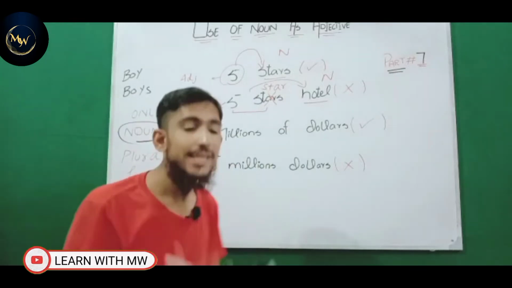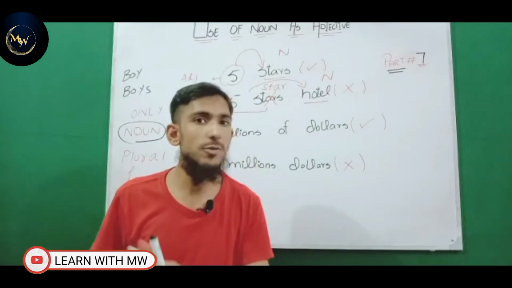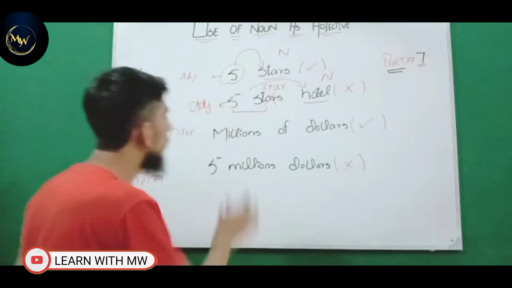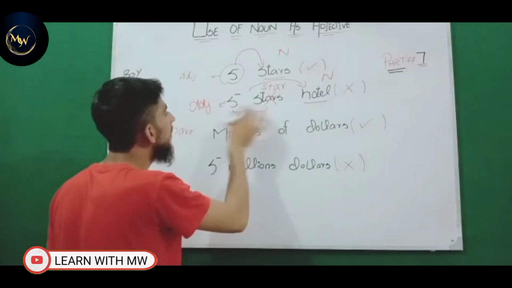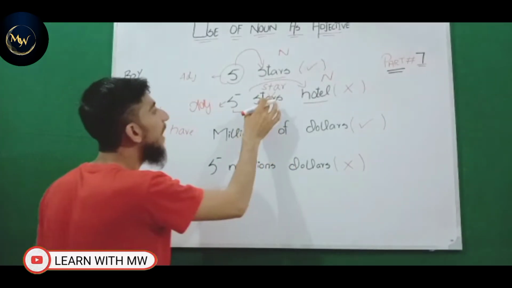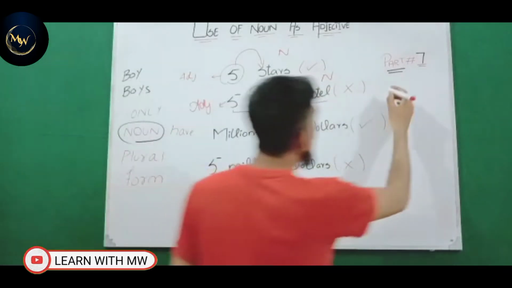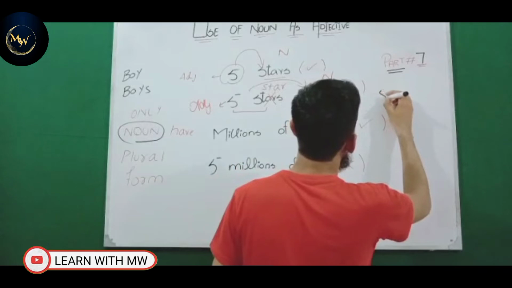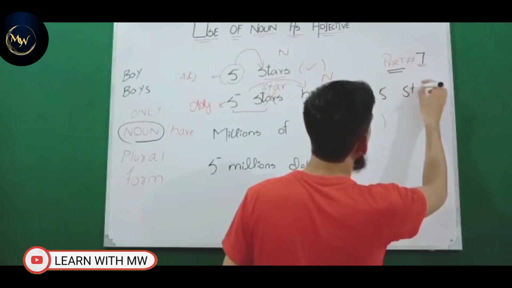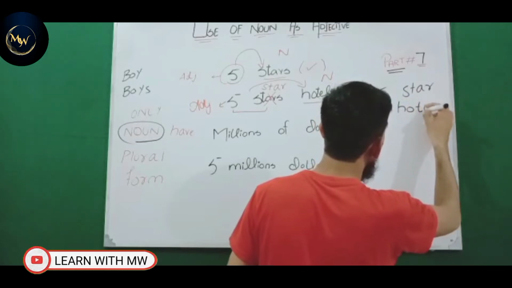And we have learned that in English grammar, only nouns have plural form. None of the other parts of speech have plural form. So five stars is basically an adjective, and because adjectives have no plural form, five stars hotel is wrong. The correct sentence will be like this: five-star hotel. Five-star hotel is the correct sentence.